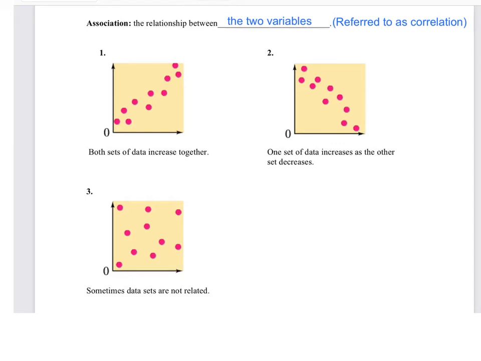Let's look at our first association in example 1. When both data sets increase together, this is called a positive association. Example 2 is when one data set increases and the other decreases. This is called a negative association.